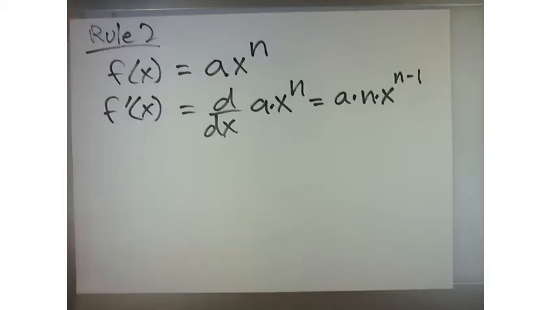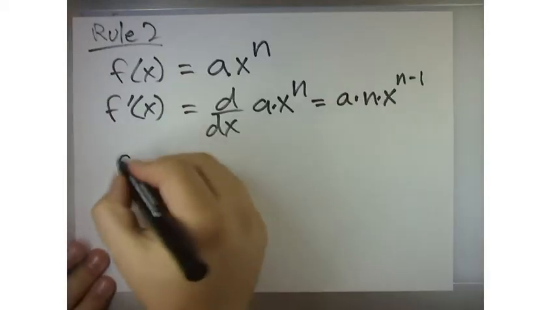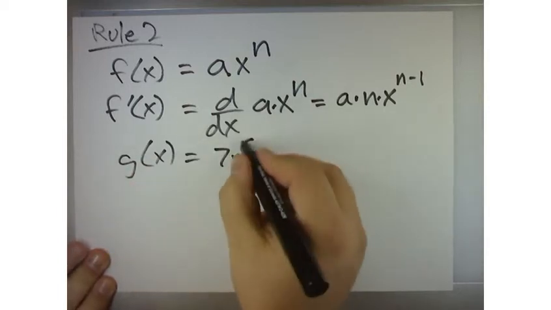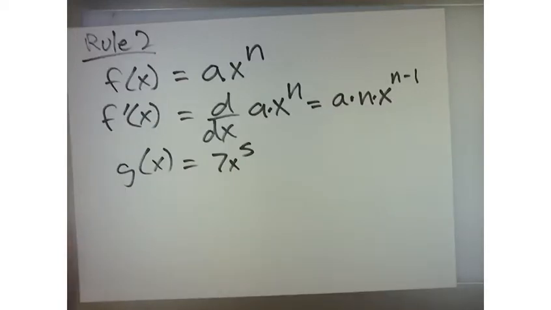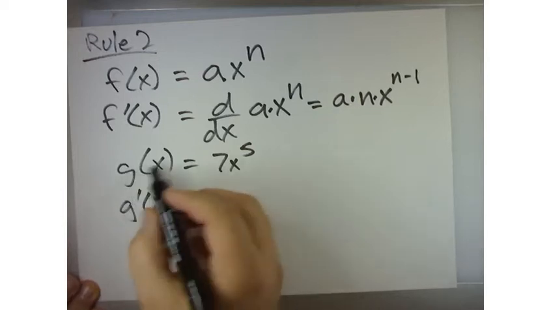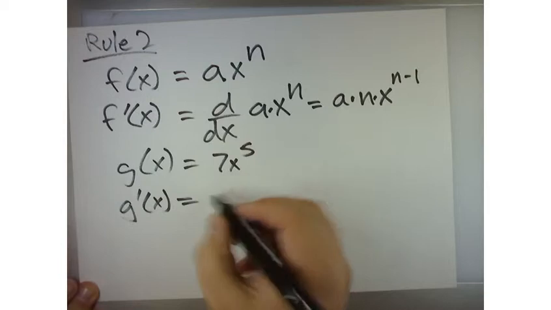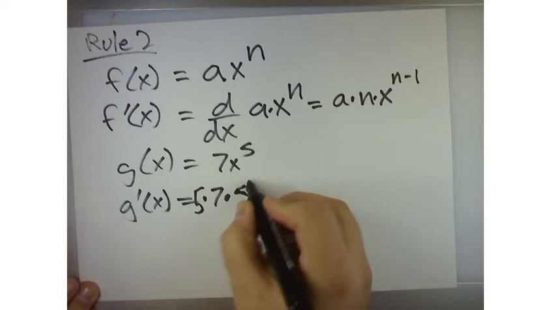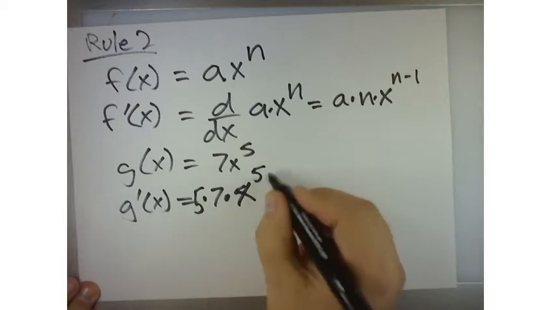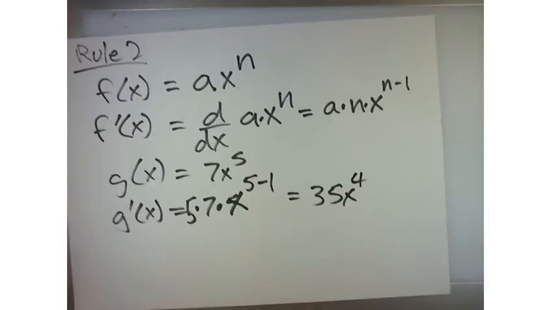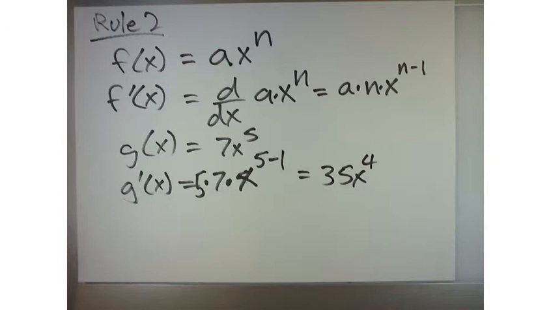Now in its formal language that looks pretty confusing, but let's just show you what I mean. If I say g of x is 7x to the 5th, then g prime will be 7 times 5 times x to the 5 minus 1, which would be 35x to the 4th. Sorry about the handwriting there. Does that make sense to you guys?